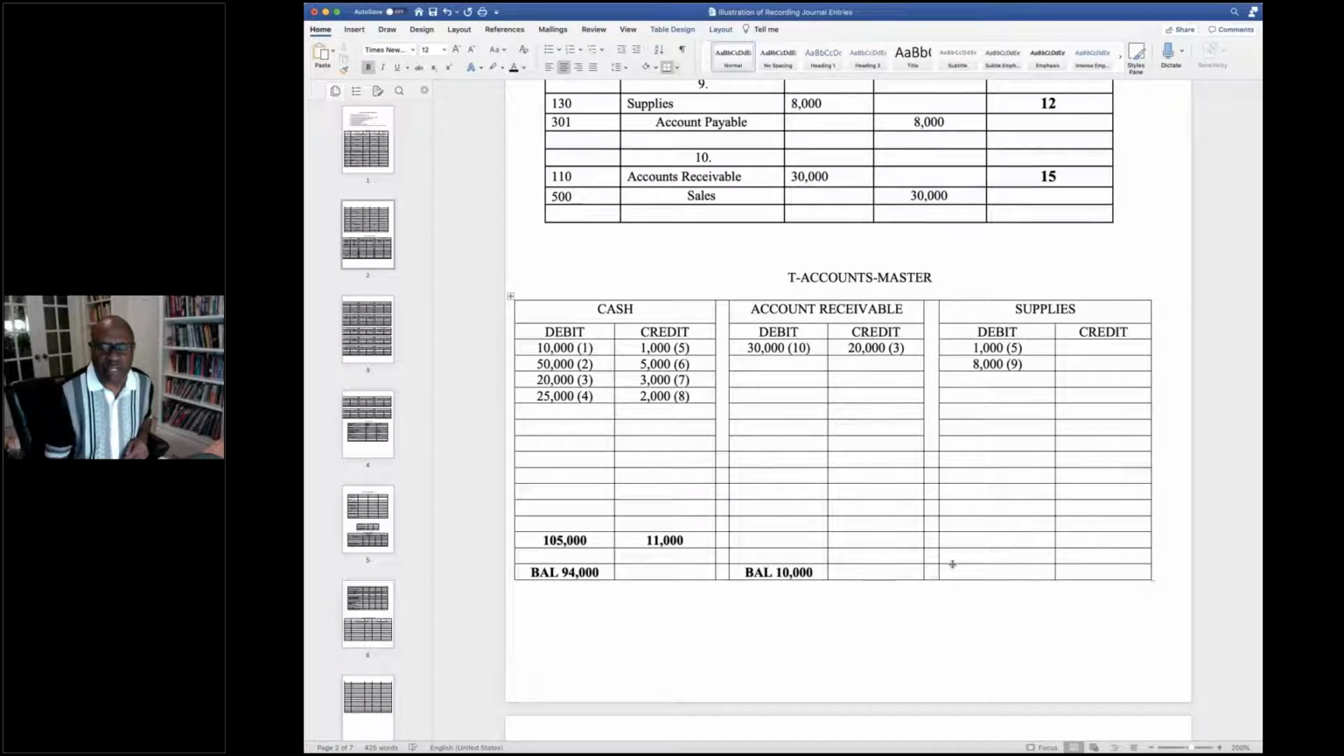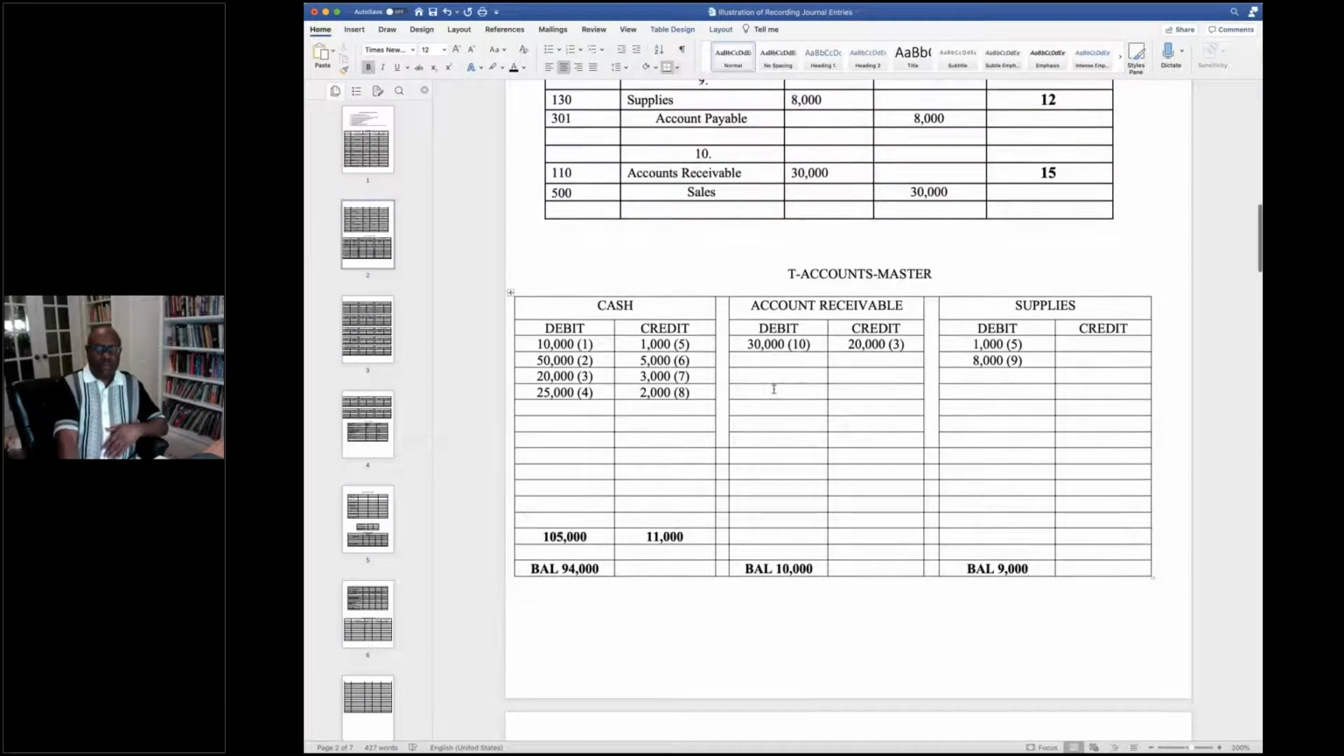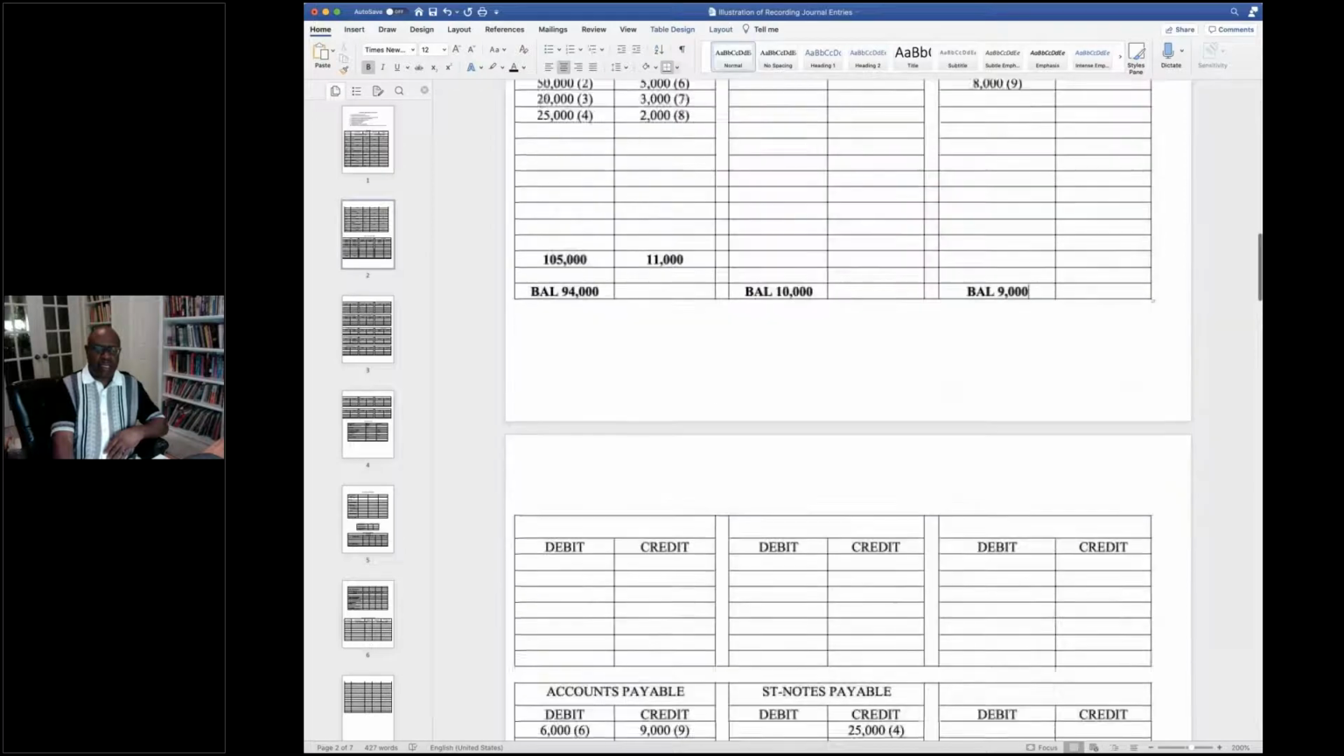For supplies, we had 2 debit transactions, and so we know that this balance, we just simply add these 2 together, and it's going to be 9,000. So we have now determined the balance in each asset account. First account, we had a group of debits and credits, got a balance. Accounts receivable, a balance. Supplies, a balance.